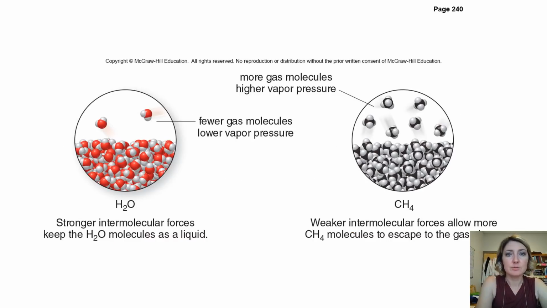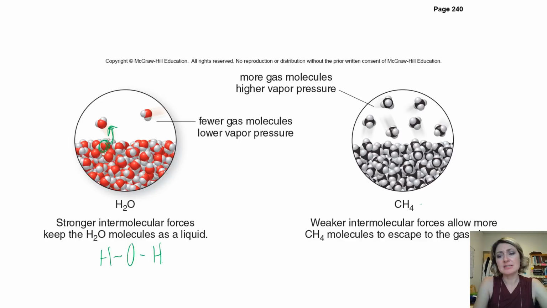So if you have stronger intermolecular forces like you do with water, which is going to have hydrogen bonding, it's going to take a lot more energy for these liquid molecules to escape as a gas. So you're going to have a lower vapor pressure because of that.